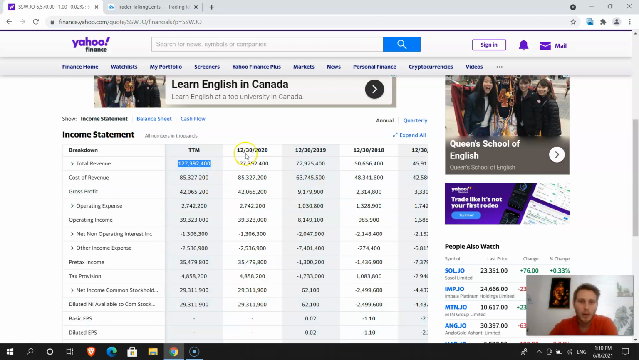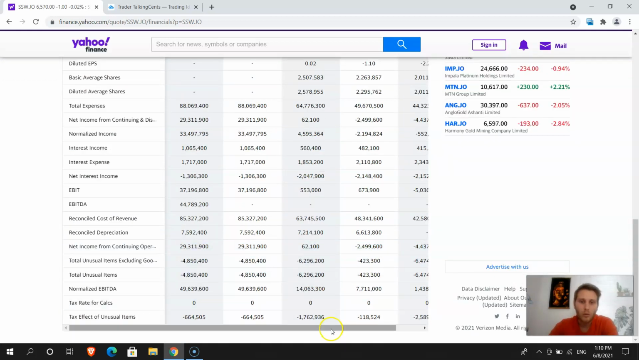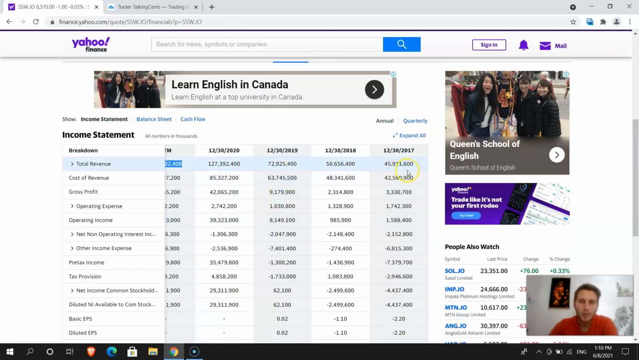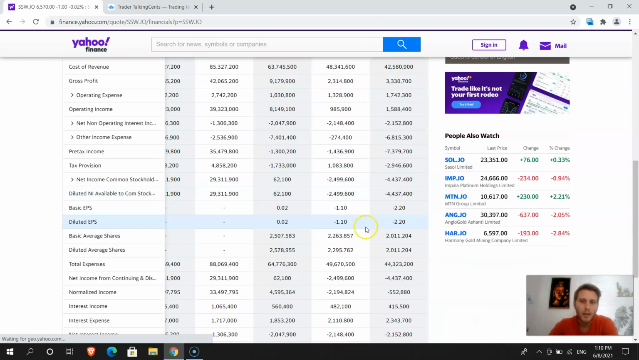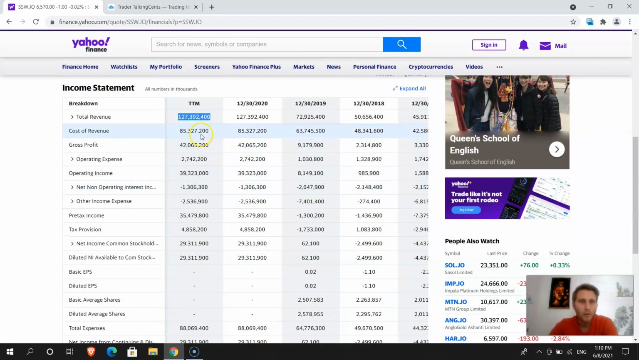And the beauty about it is you can compare it to previous years to actually show you how they've been growing revenue in that time. You can see in 2017, their revenue was 45 billion. And fast forward to 2020, only 3 years later, their revenue is at 127 billion.